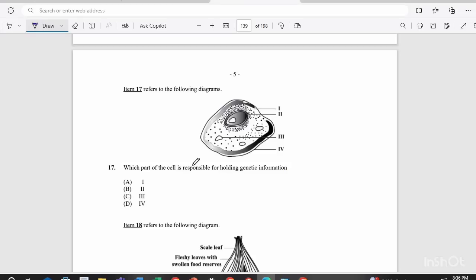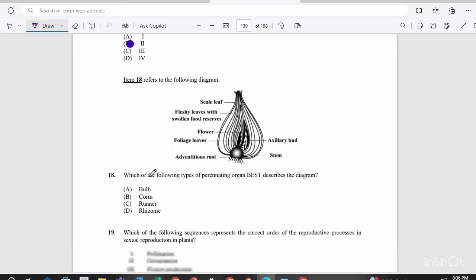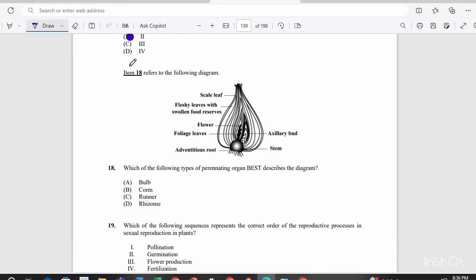Which part of the cell is responsible for holding genetic information based on the following diagram? Is it A. I, B. II, C. III, or D. IV? The answer there is B, and you should know by now that that is the nucleus. Question 18. Item 18 refers to the following diagram.